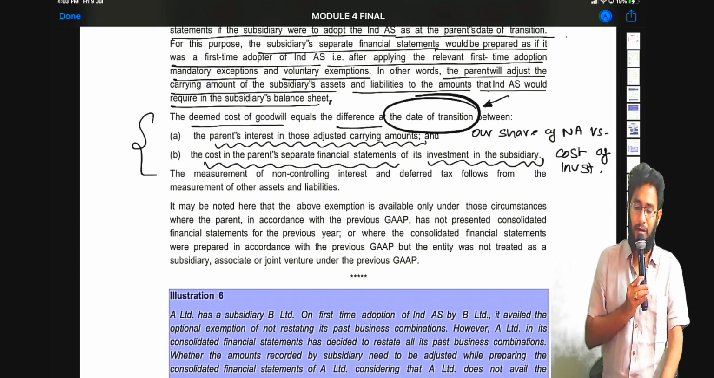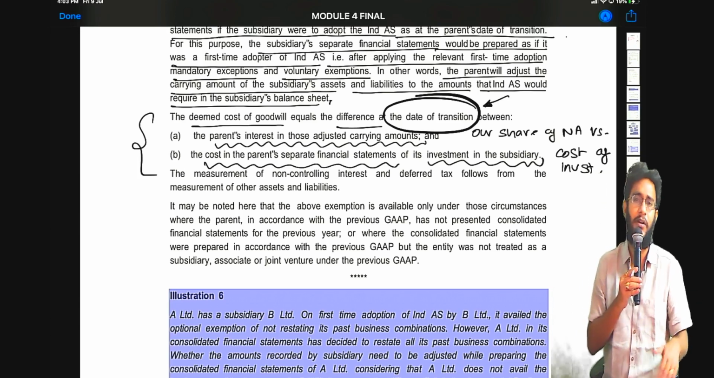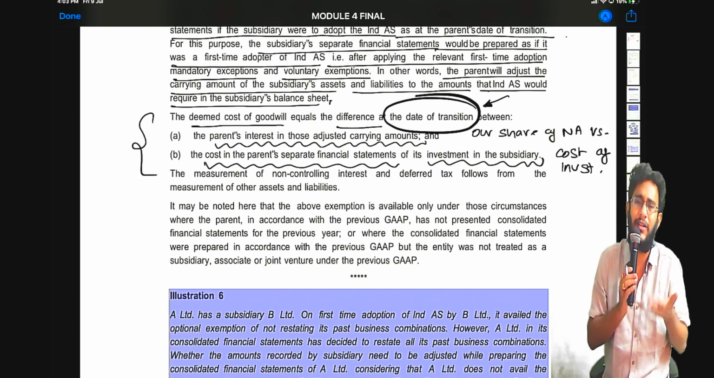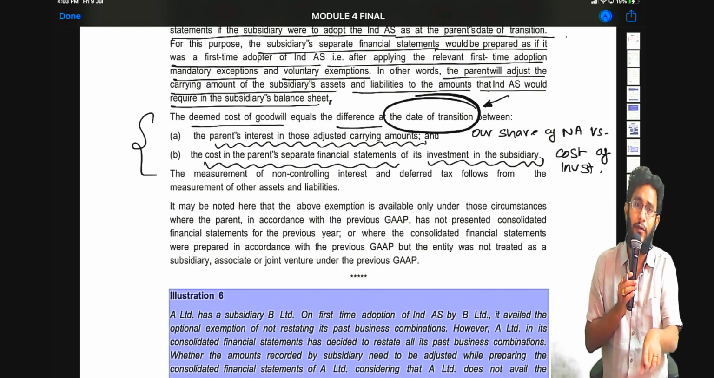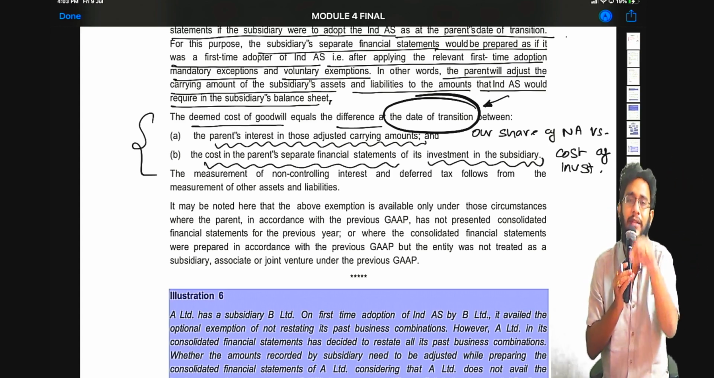Sir, where is the exemption? The subsidiary anyway has to follow Ind AS because the parent is following Ind AS. The subsidiary also will prepare an Ind AS balance sheet. I will also prepare an Ind AS balance sheet. Let's consolidate. Where is the exemption? Can't you see the exemption? The exemption is what? Instead of doing it on the date of acquisition, we are asking you to do it on the date of transition.